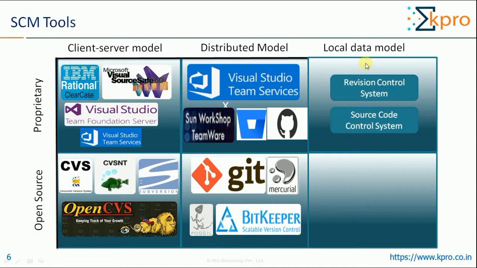In the local data model, the code is kept on a single system, and the team member should access that system to modify the code, and they have to keep the code in that system. Let us see GitHub, which comes under the distributed model.